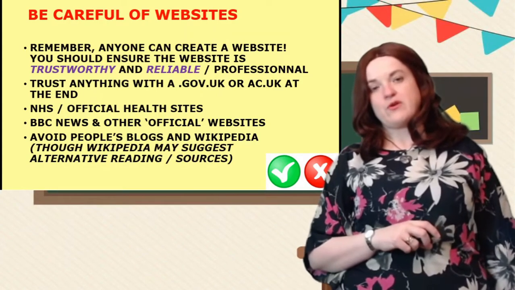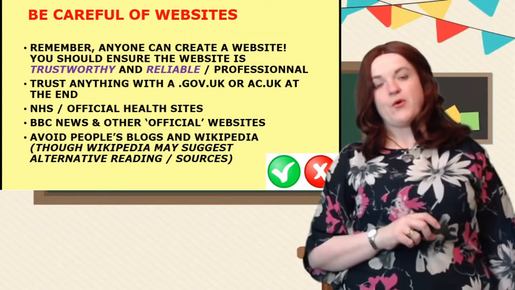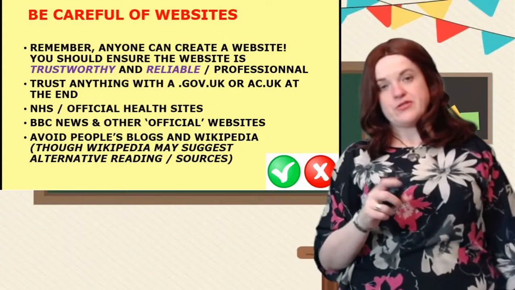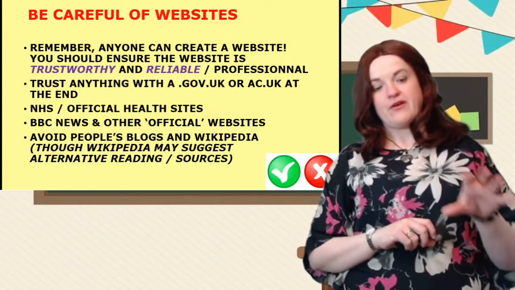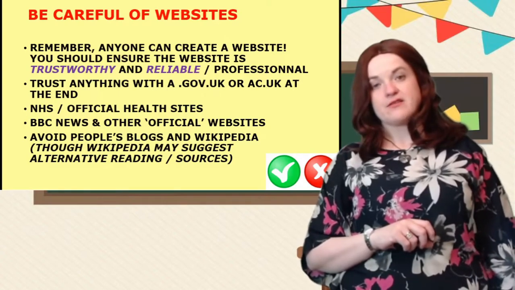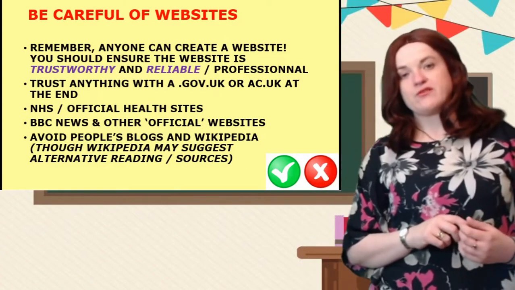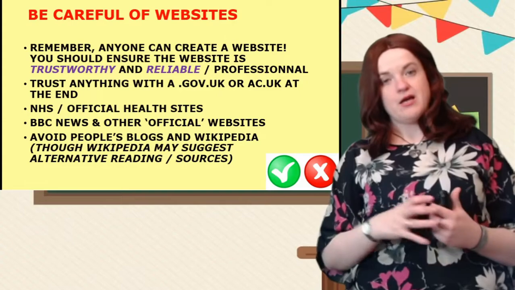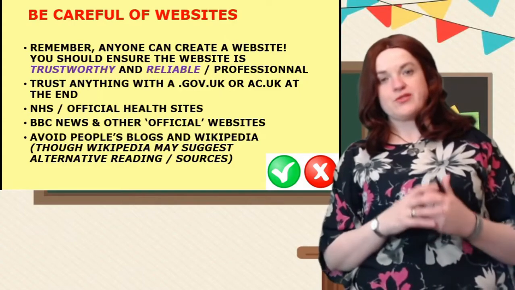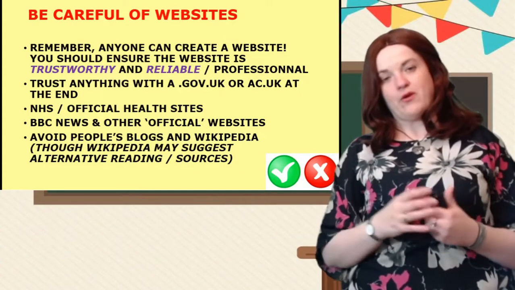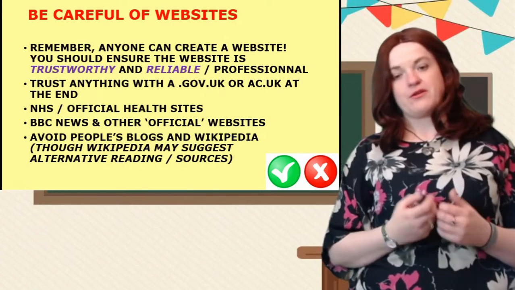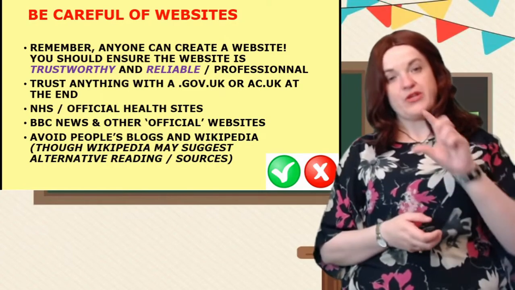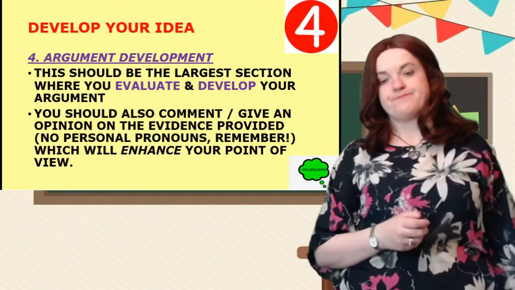and also avoid using Wikipedia as a source. The only reason that you should use it is because at the bottom of it, it'll have a list of other sources and links to other reading material, so you can use it for that. But don't use it as a source in your essay, because anyone can create a Wikipedia article and it's not a trustworthy source, but you can use it to look at other things.